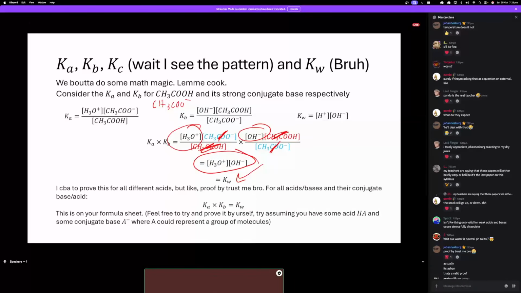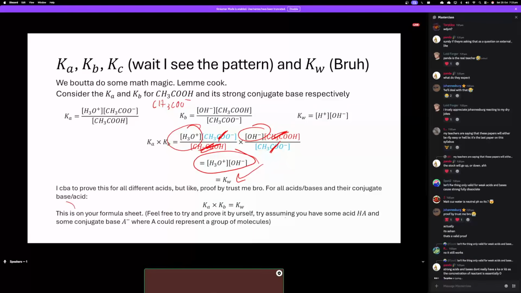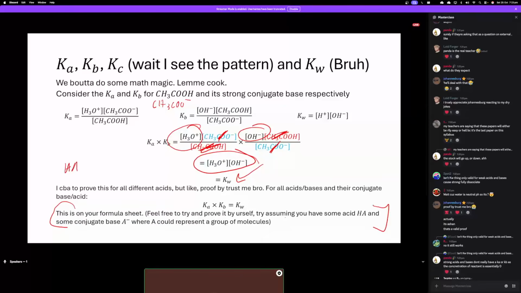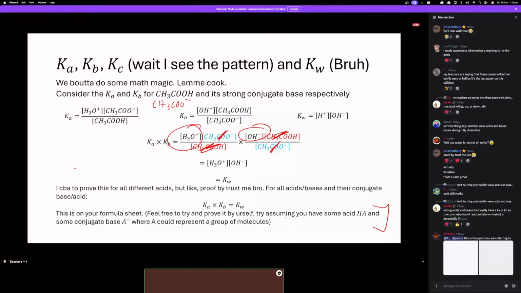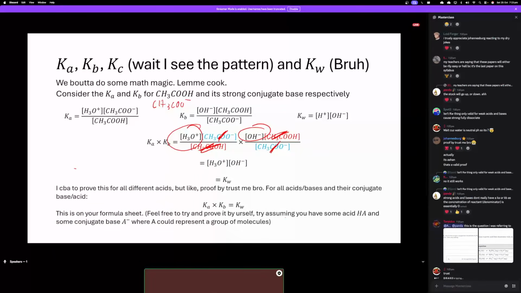So you can check this for every other acid and every other base. You can do it generically by saying, what if I had an acid that was HA and it dissociated into H plus and A minus? I'm not going to do that. I don't really care enough. But trust that for any acid and any base, Ka times Kb is Kw. That was the question you're referring to? Yeah, Panda will do that too.